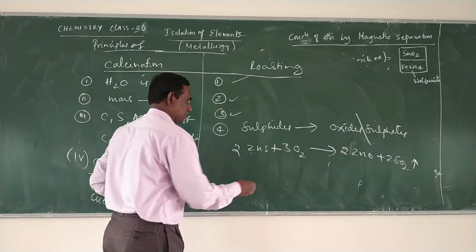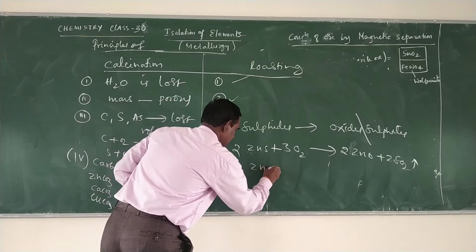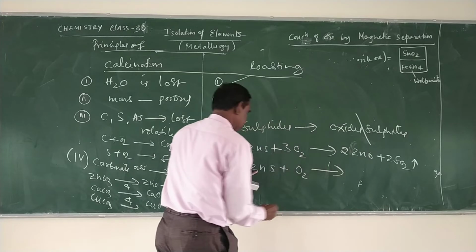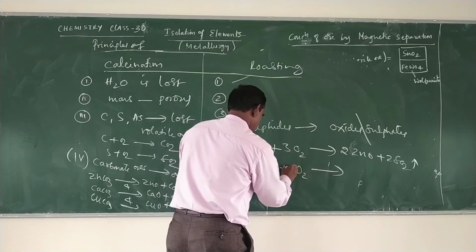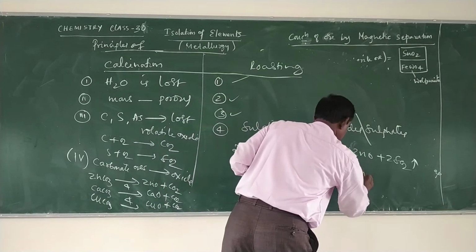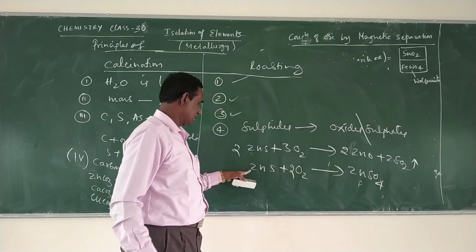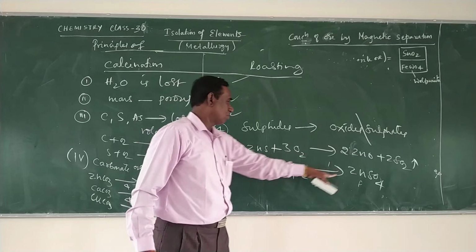Now, ZnS plus 2O2, you will be getting ZnSO4. Zinc sulfate, you will be getting zinc sulfate. ZnS plus 2O2 gives ZnSO4, you see.